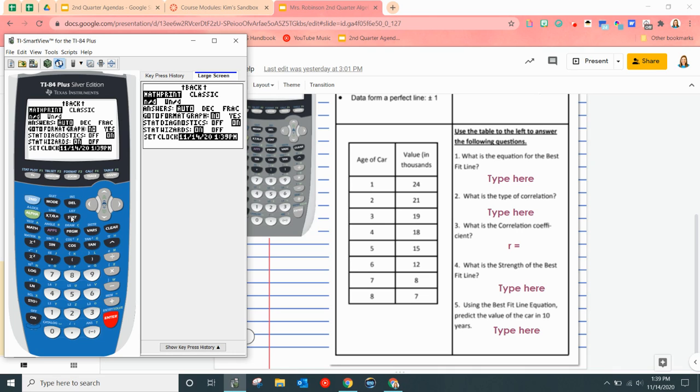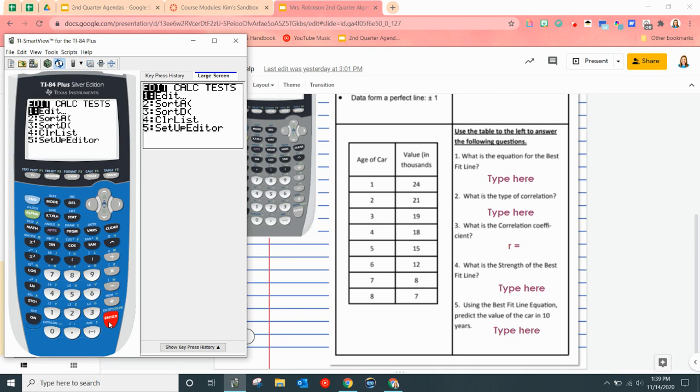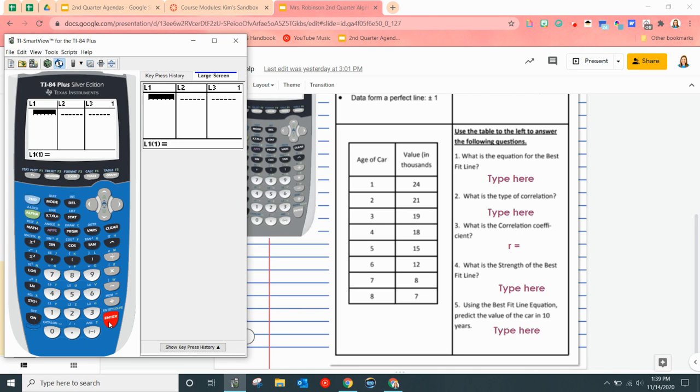Now we can hit Stat, and hit Enter for Edit. We put our X values always in list 1. When they give you a vertical table like this, X is always this side over here. X is the age of the car. So I'm going to enter my values here: 2, 3, 4, 5, 6, 7, and 8. Okay, so there are my X values.